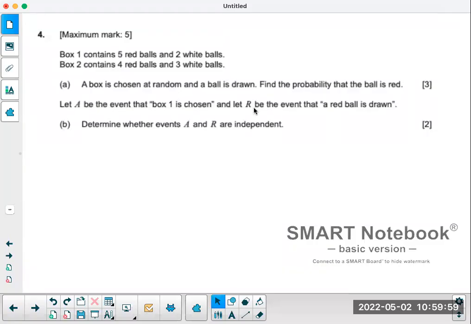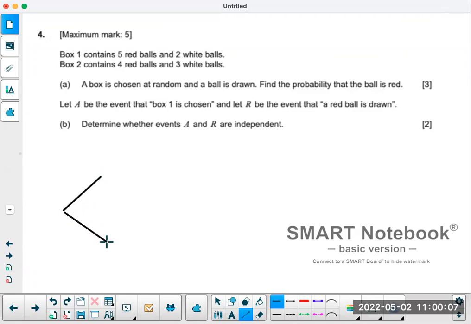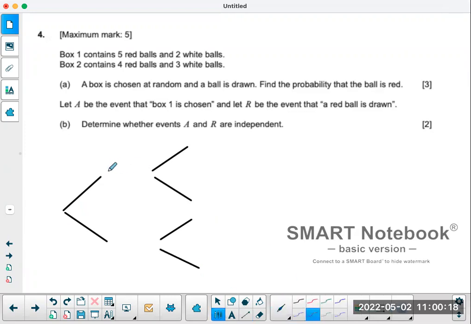Okay, so this one is a probability question and it's a tree diagram question. You have box 1 and box 2, and then there are red and white. This is box 1, this is box 2. This is red, that's white. This is red, that's white. There are no conditions on picking box 1 or box 2, which means this is just by chance, 50-50.